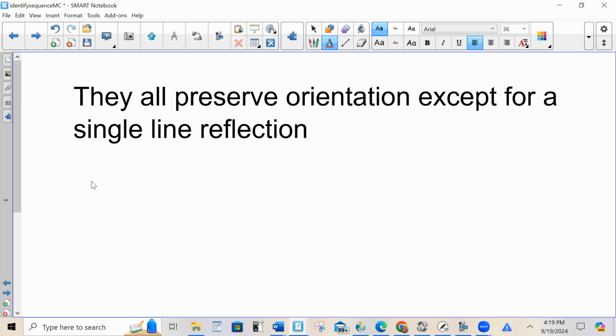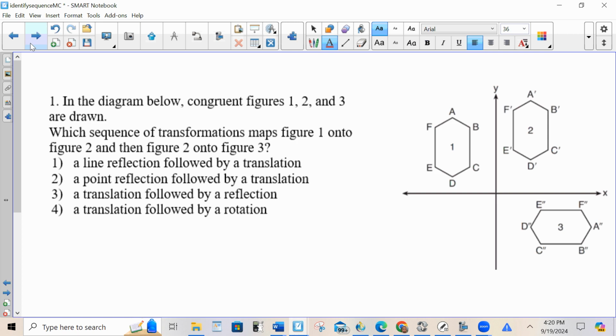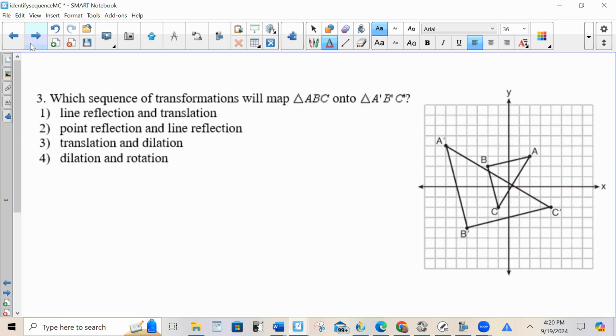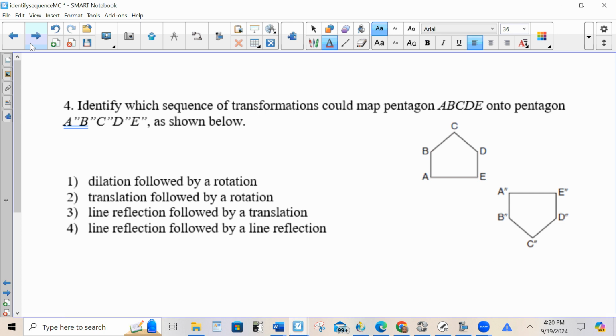So a rotation keeps orientation. A translation keeps orientation. A double reflection keeps orientation. Only a single reflection does not. So we're not going to even do the baby steps here. We're going to go right to number 4.